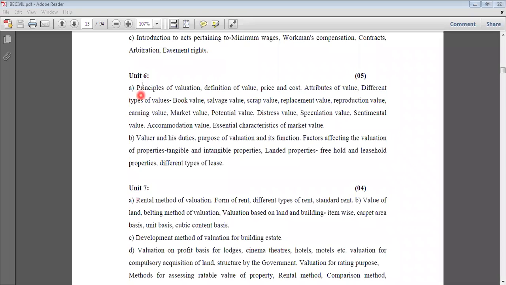See, principles of valuation, then types of the values: book value, scrap value, replacement, reproduction, market, potential, distress. Every part we have covered up. Characteristics of market value, valuer and his duties, we have covered up. Factors affecting the valuation, again we have covered up. Leasehold and freehold properties, types of lease, then types of rents we have covered up. Only the building method of valuation is remained: valuation based on land and buildings. The introductory part we have covered up. Development method and valuation based on the profit, again we have covered up the introductory part.